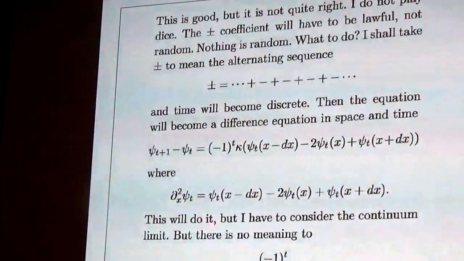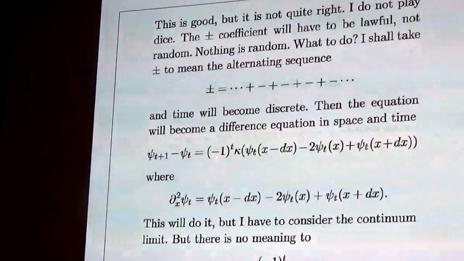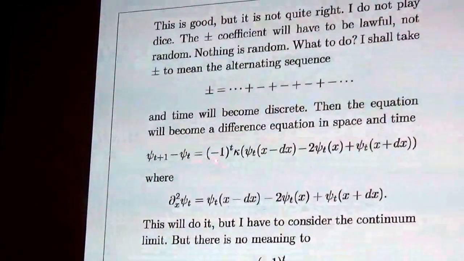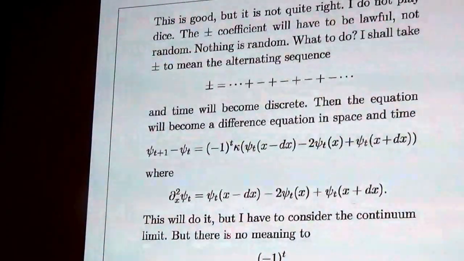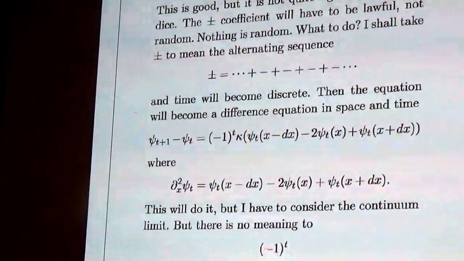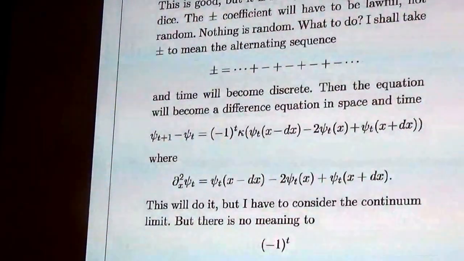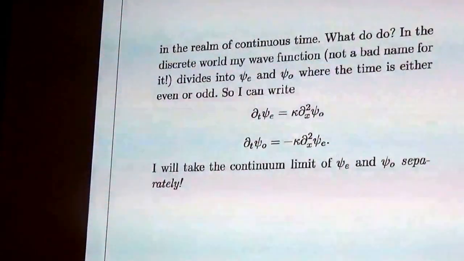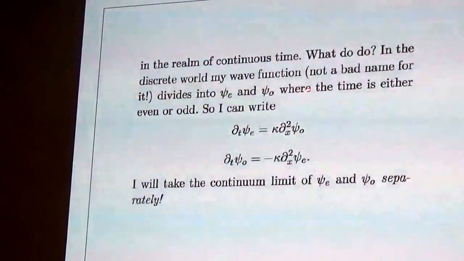That'll do it. Then I have the plus or minus ambiguity written in a lawful way, but I have to consider the continuum limit, and there's no meaning to -1 to the nth time or the tth time in the limit, in the realm of continuous time.